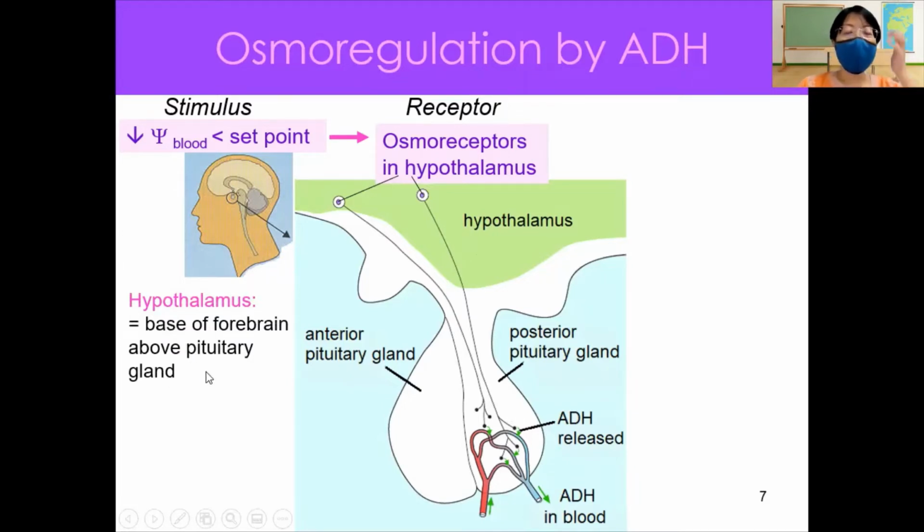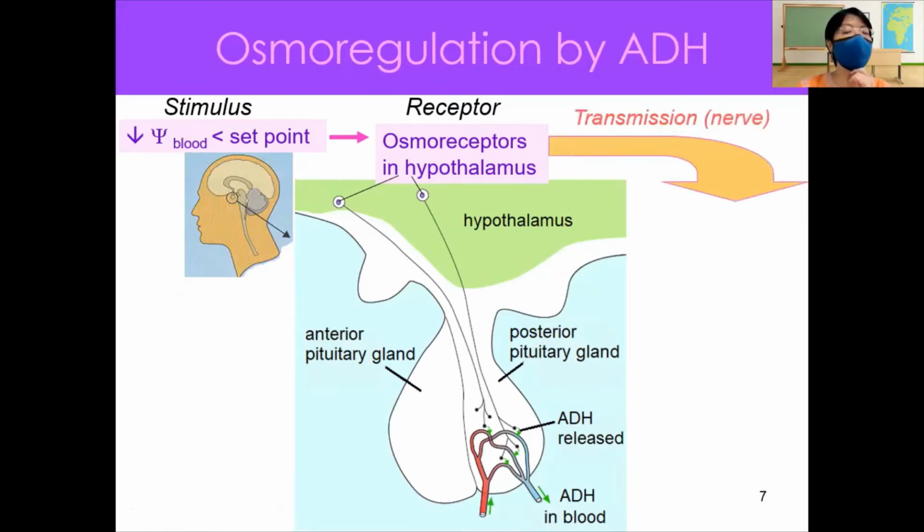So what happens after the receptor is stimulated by the stimulus? This receptor will then send a signal. This is called transmission. And this signal is sent by the nerve cell. The nerve cell is also called the neuron.